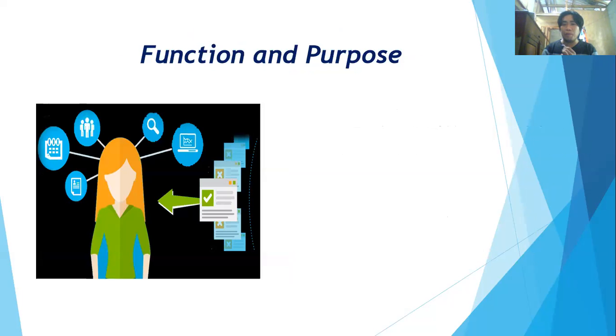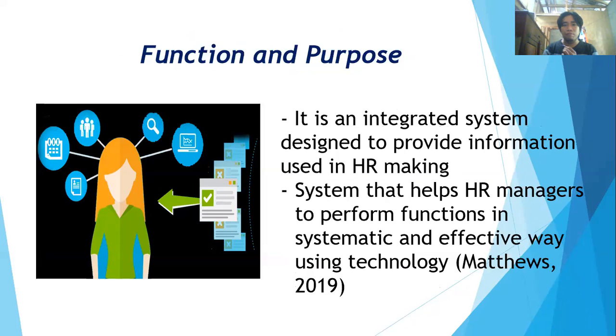So what is the purpose and function? First is an integrated system that is designed to provide information for the human resource decision makers. Second is a system that helps HR managers to perform functions in a systematic and effective way using technology, according to Matthews of 2019.